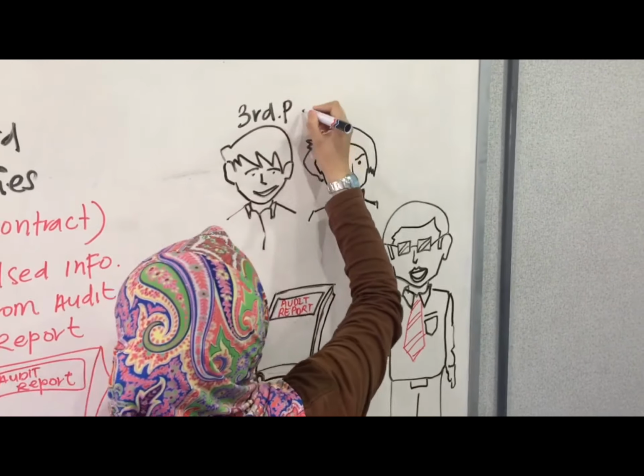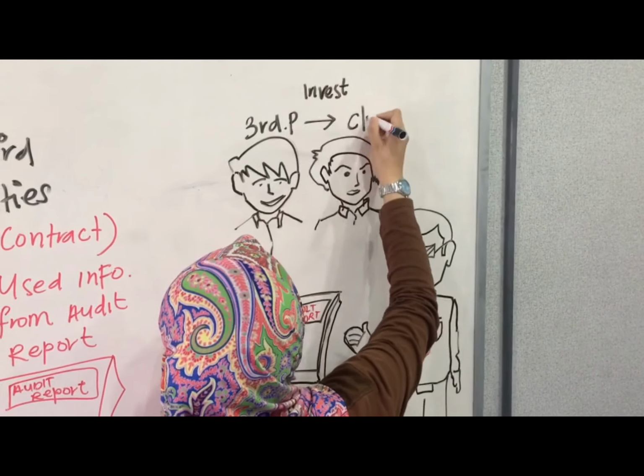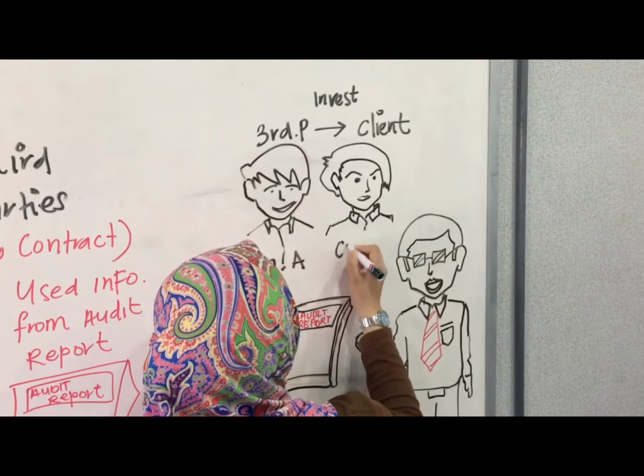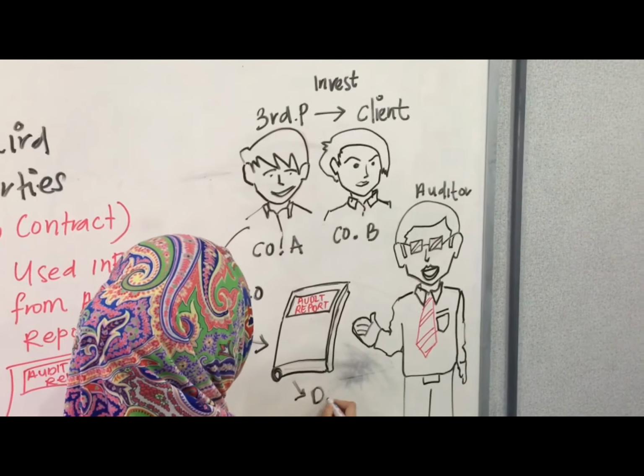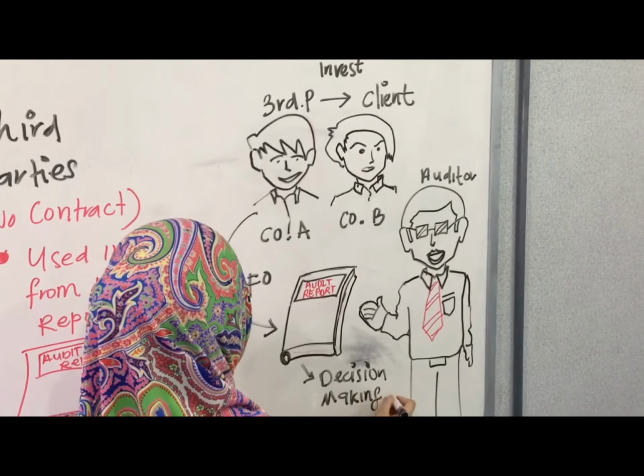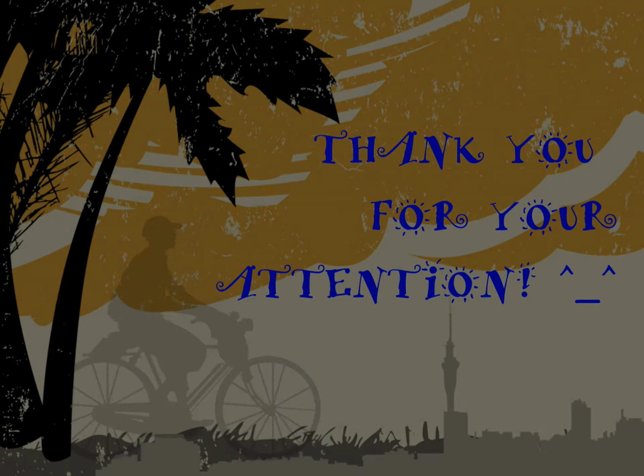The concept on third party is similar with the client, except there is no contractual agreement made. The third parties rely on the auditor's report when making decision. Thus, if the auditor is negligent when preparing report, he is liable to the third party.